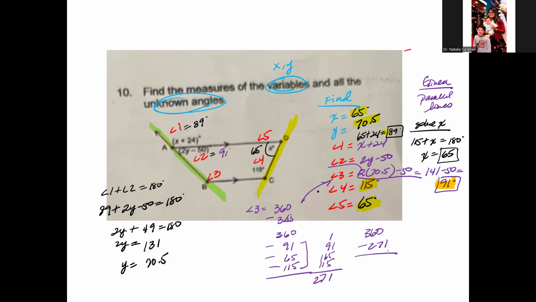30 plus that 90, so 50. I got 89. Can you check the calculator? I might have done that. It's very possible.